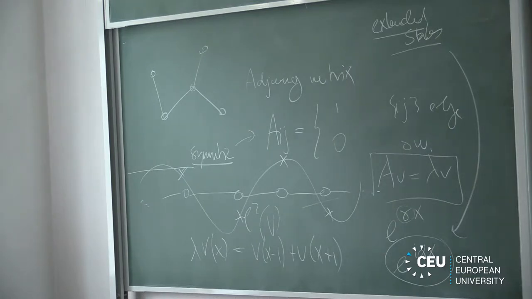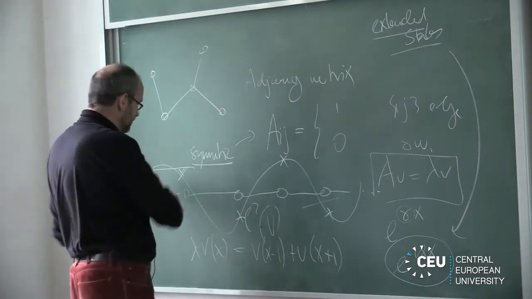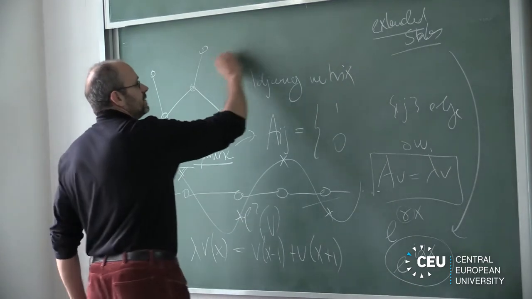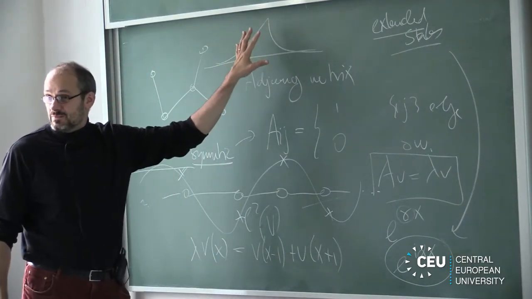Now, if it had an eigenvector in L2, then of course it wouldn't look like this. It couldn't extend so far. That's why this is called extended. It would be more like localized, right? You expect it to be living at some particular place.